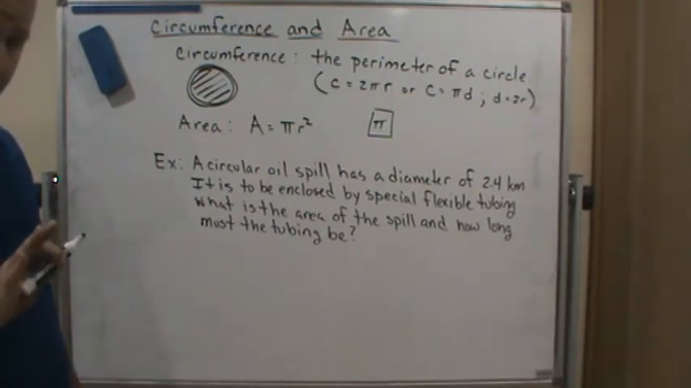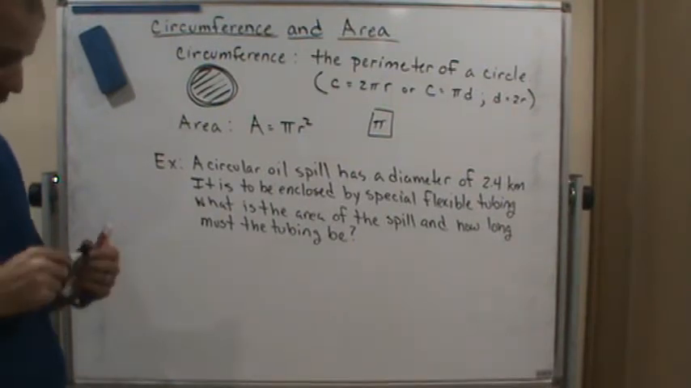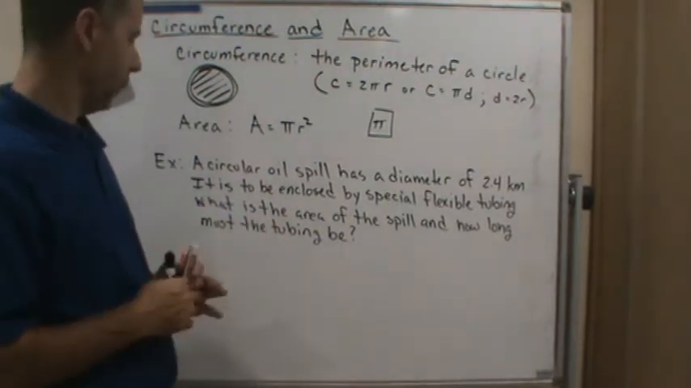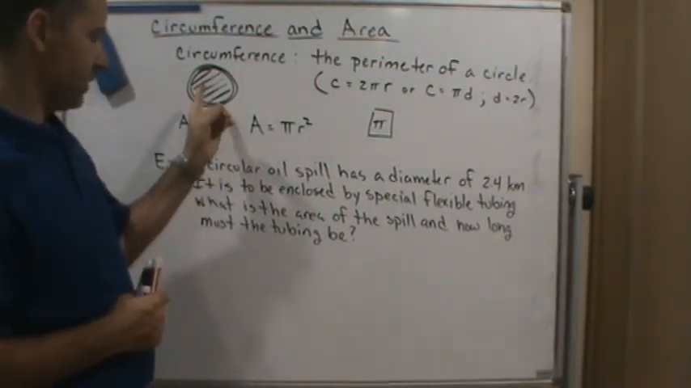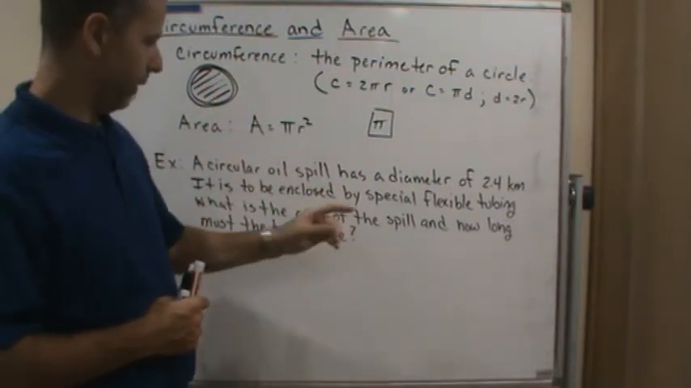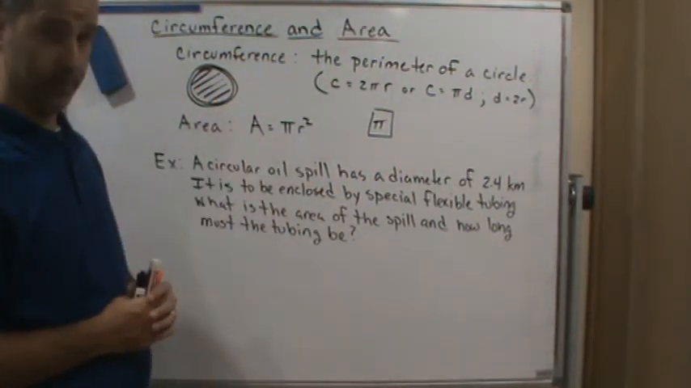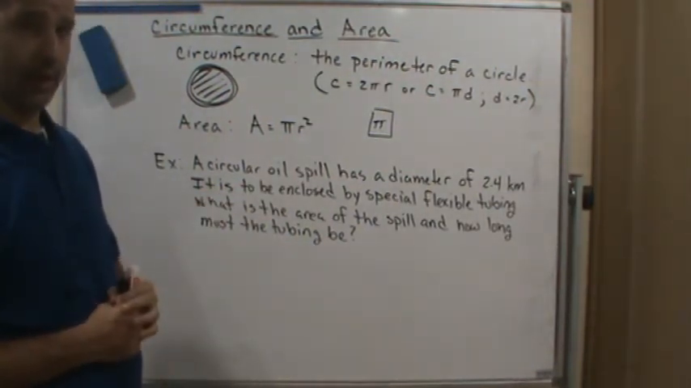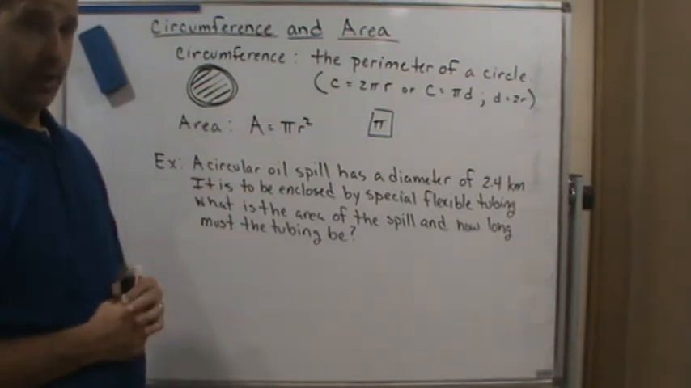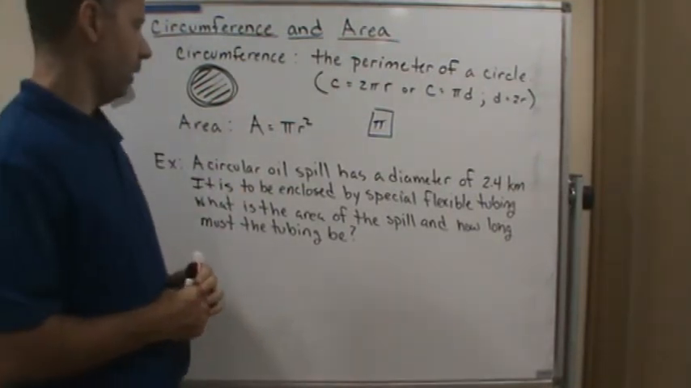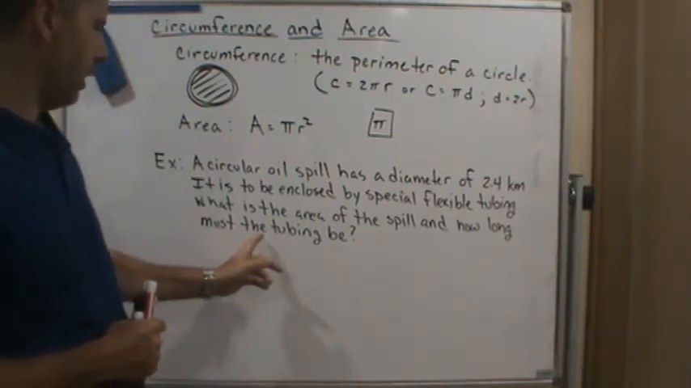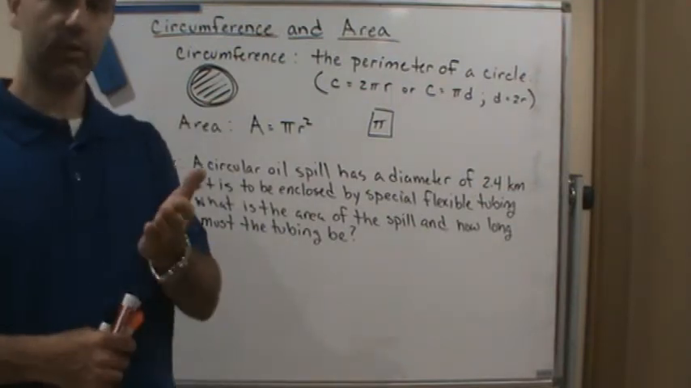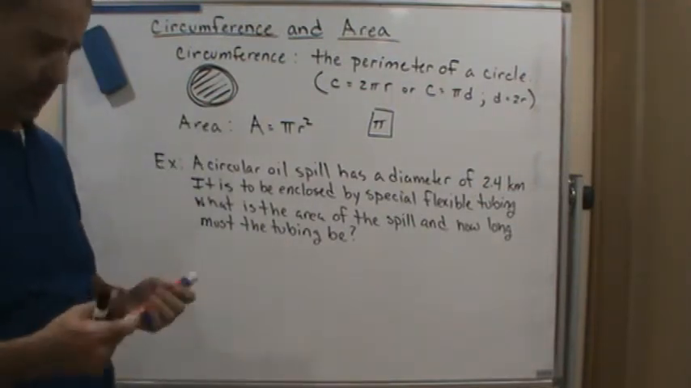So first of all, you have to understand what's going on here and how we are going to solve this problem. In order to solve the problem, you've got to know what relationship we need. They want area. It's a circular shape. So we want the area of the spill, so we're going to have to use this formula. But the formula uses radius, not diameter. So we're going to have to take the diameter and cut it in half to get the radius. And then they want the tubing. How long must the tubing be? Well, the tubing must go around the spill, which is circumference. So we're going to need to know how to calculate circumference as well.